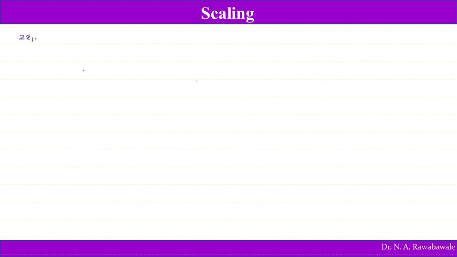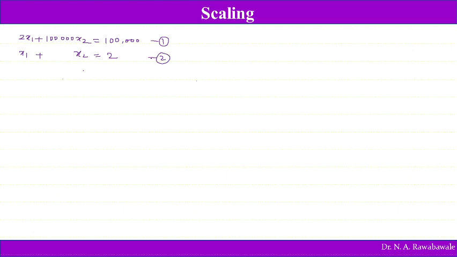2x1 plus 1 lakh x2 is equal to 1 lakh. This is equation number 1. Now x1 plus x2 is equal to 2. This is equation number 2.